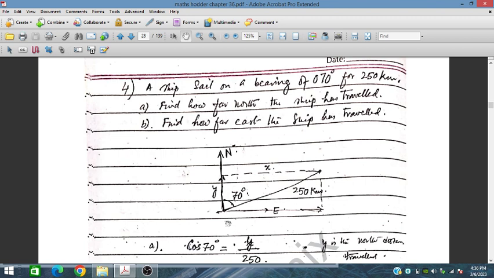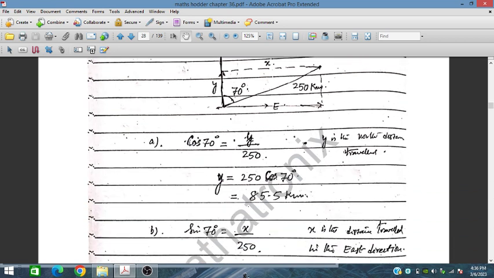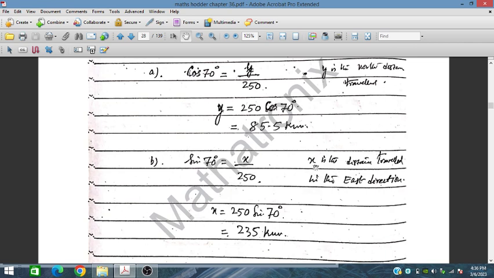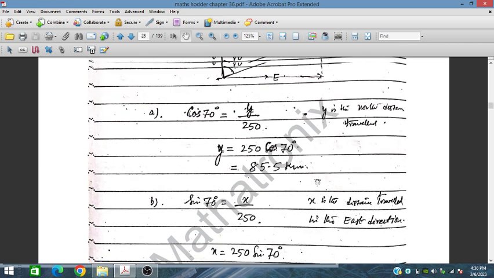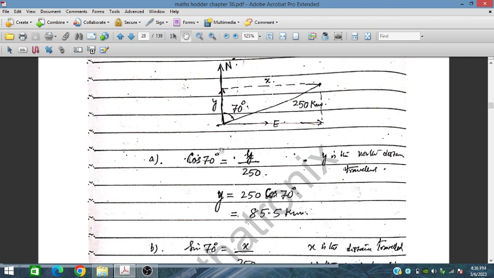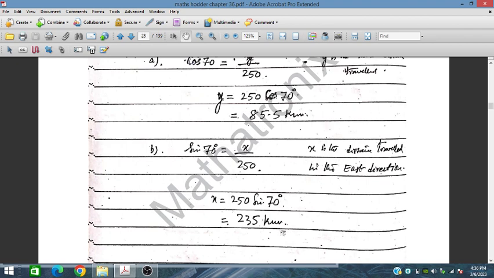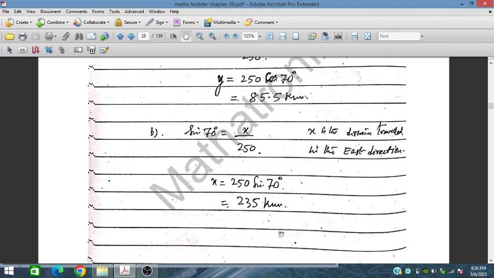And this is the east direction, which is parallel to this one. So we can find this using sine 70 degrees equals x upon 250, and x is equal to 235. So x is the distance traveled in the east direction. These two lines are parallel and the ship moves in this direction. So in the east direction the travel is 235 kilometers.